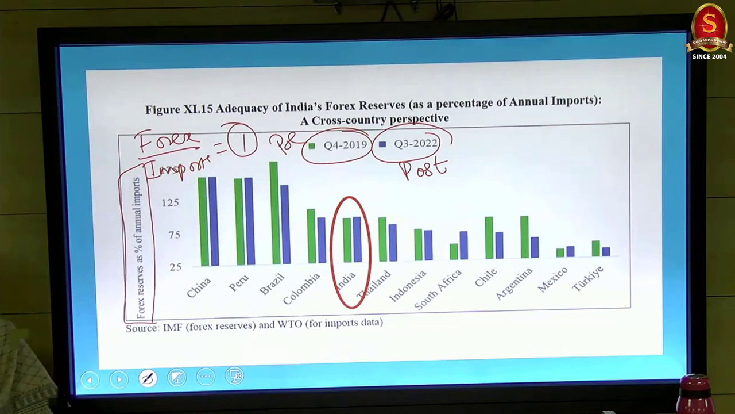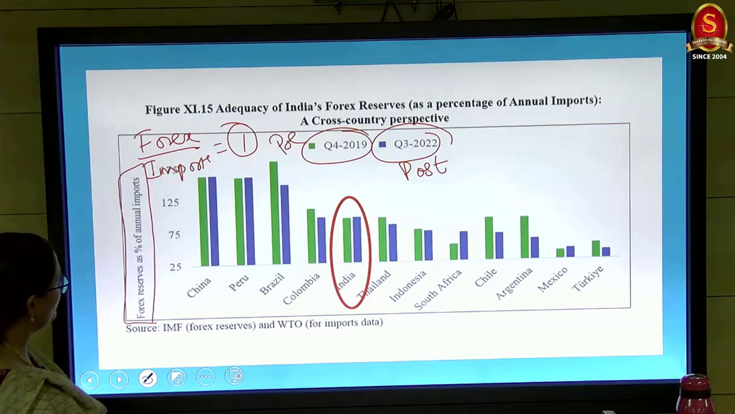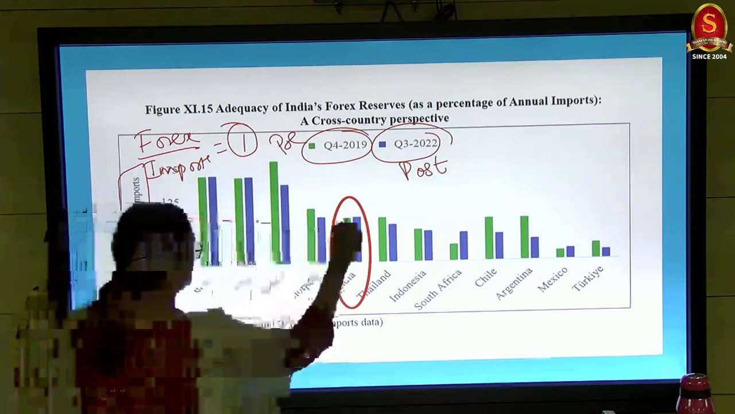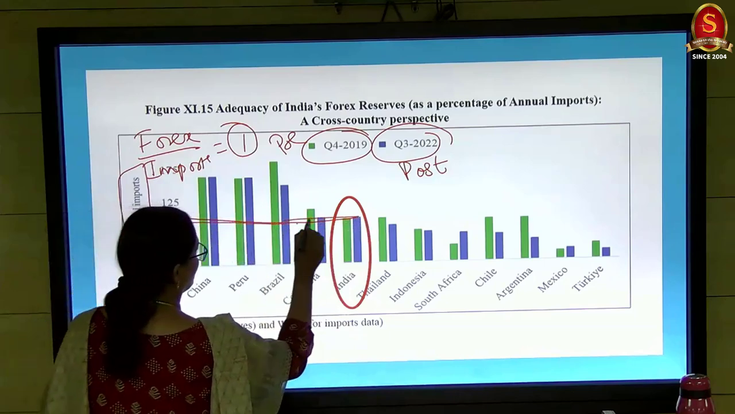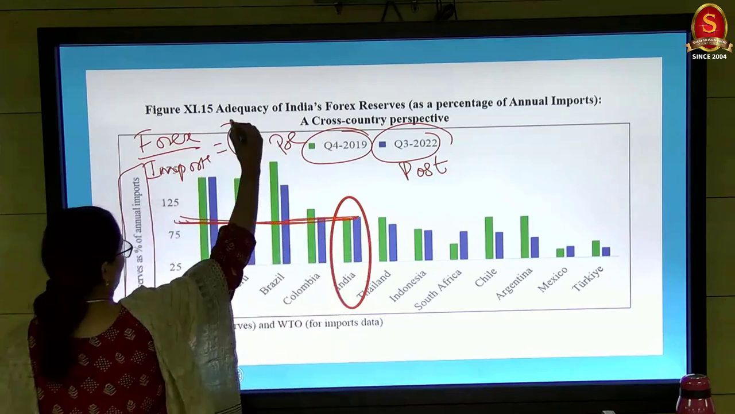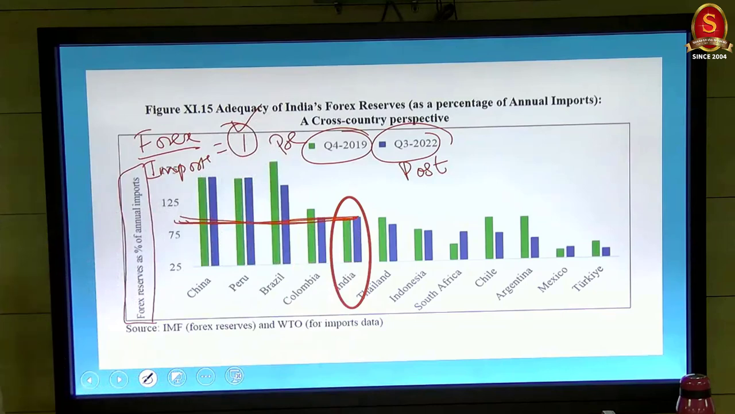Yes or no? Makes sense, right? If you have $1 in the reserves, you will be able to spend that $1 towards the imports. So how much percentage? If it is closer to half percentage, I'll be happy. That is what this one means.